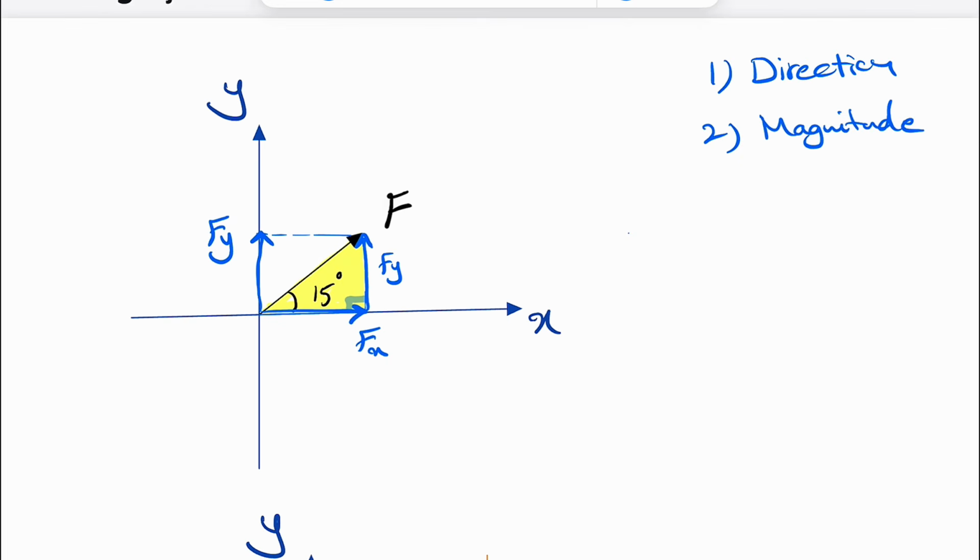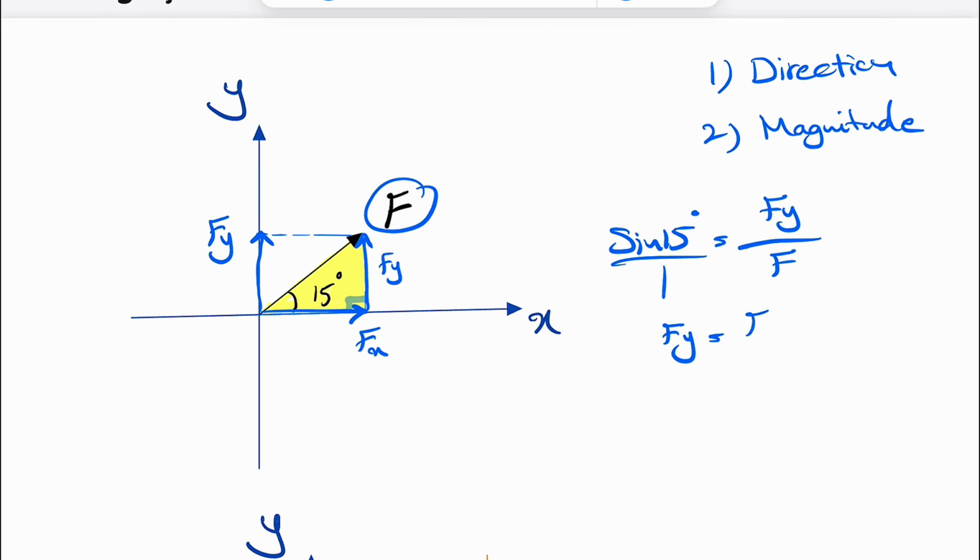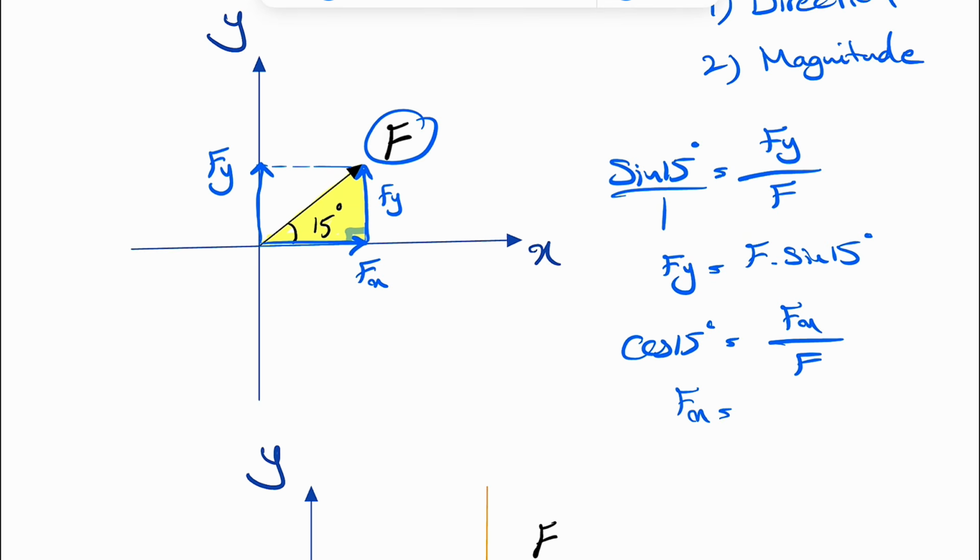And all we need to do in here is just go with the definition of sine and cosine. What is sine of 15 degrees? It's going to be the opposite, which is Fy, over the hypotenuse F. So if we cross multiply this, Fy would be F sine of 15 degrees. And for Fx, we're going to use the cosine of 15 degrees, which is Fx over F. So if we cross multiply, Fx would be F cosine of 15 degrees.